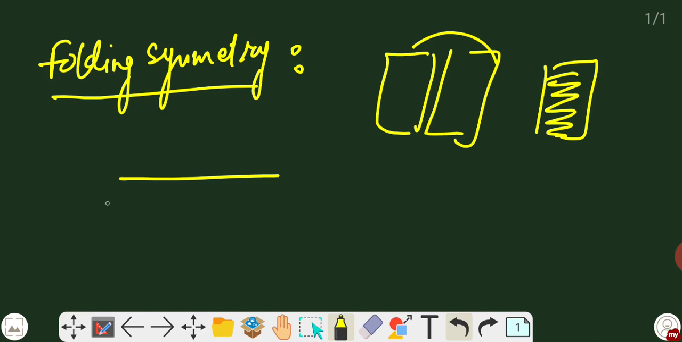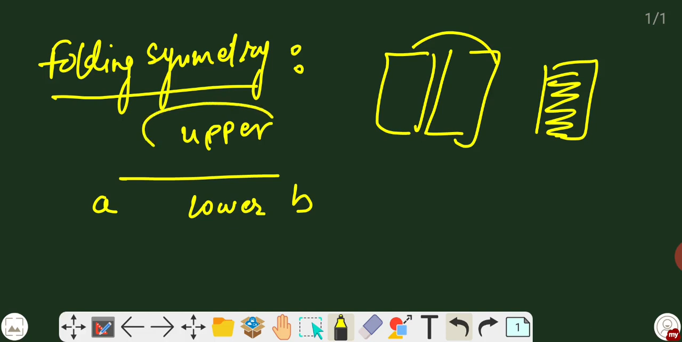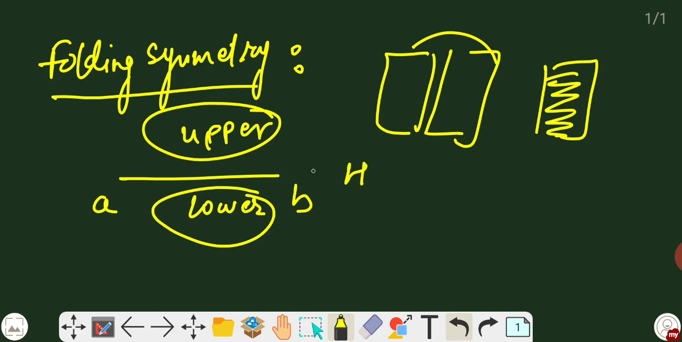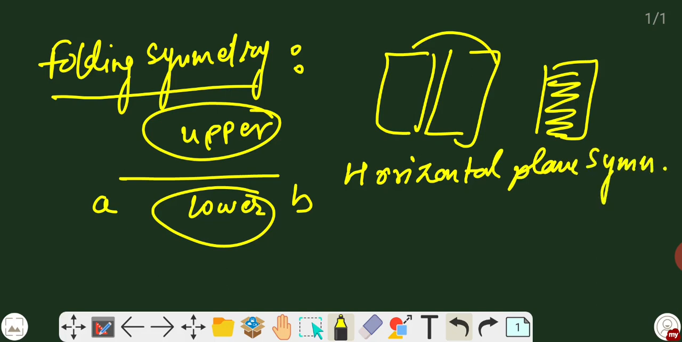Likewise, we can go to this. This is the line, A and B, so the upper and lower parts will both be equal. It means the upper and the lower portions will both be equal, so we can say it is horizontal. That is what we call folding symmetry, and it is also known as horizontal plane symmetry, HPS, because of the upper and lower parts, and you have drawn the horizontal line over there. In the case of mirror symmetry, you have drawn this vertical line. That is the reason it is known as vertical plane symmetry, and this is known as horizontal plane symmetry.